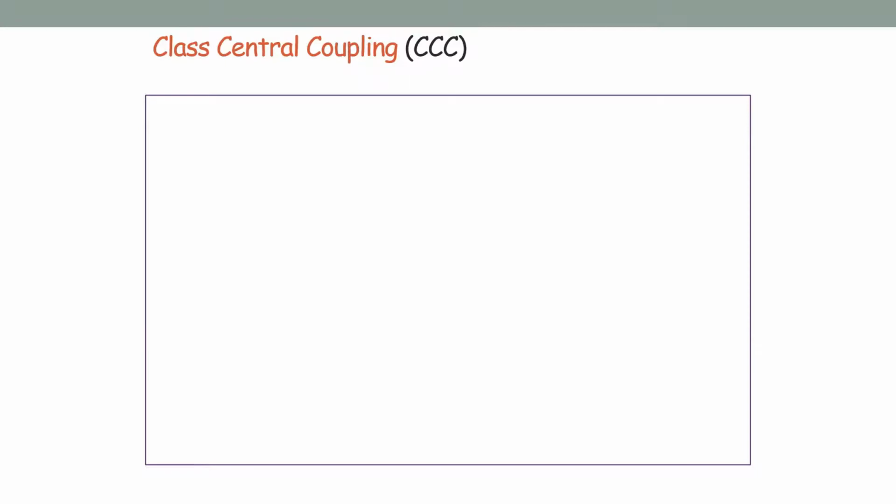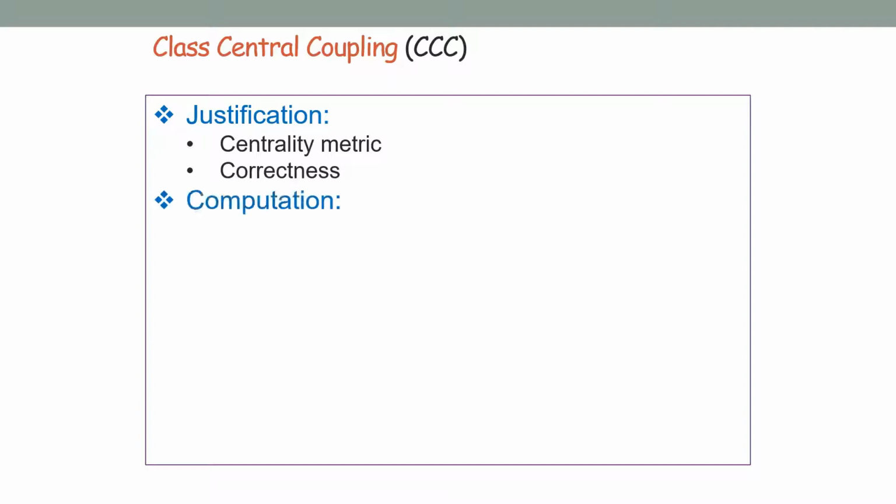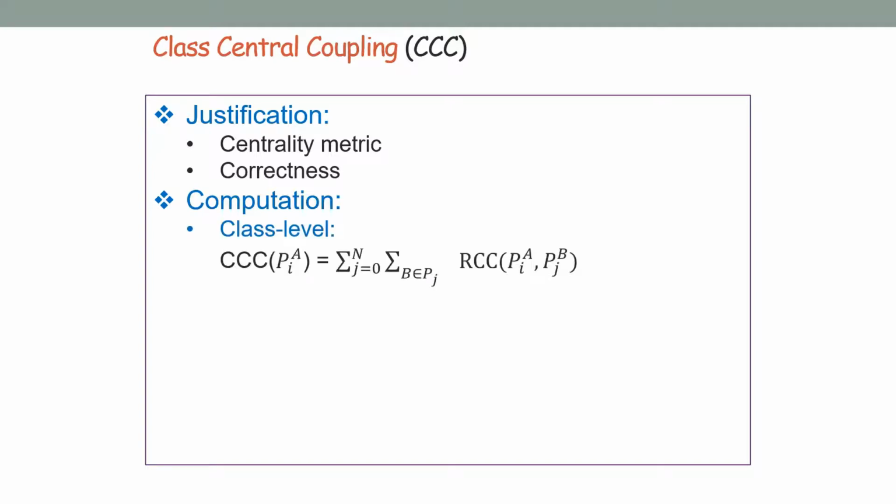The CCC metric, class centrality coupling, is similar to the centrality of a network, a metric in network measurements to identify the most important nodes. Accordingly, it may be used to identify functionally highly important classes in interprocess executions. Thus, CCC can be used as a functionality correctness metric. I define CCC at two levels, class level and system level.